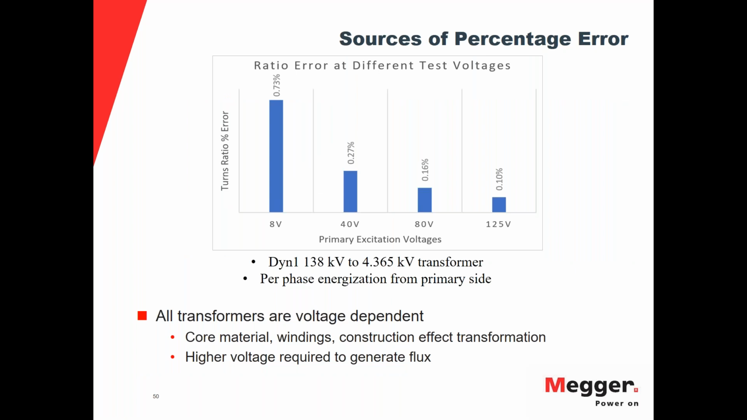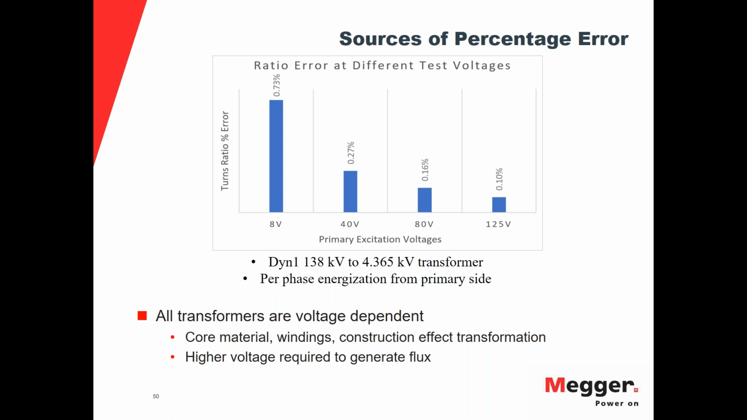Here's an example of doing the different test voltages. Again, we see the primary excitation voltage, so we know this test was done from the high side to the low side. If we started out with 8 volts, our ratio error is 0.73%. So we're outside of the tolerance limit, and we'd have to do further troubleshooting or find out why it's at 0.73, because our tolerance is 0.5. But if we increase the voltage to 40 volts, it goes down. At 80 volts it goes down further. When we get to 125, it's way below the acceptable level, at 0.1%.